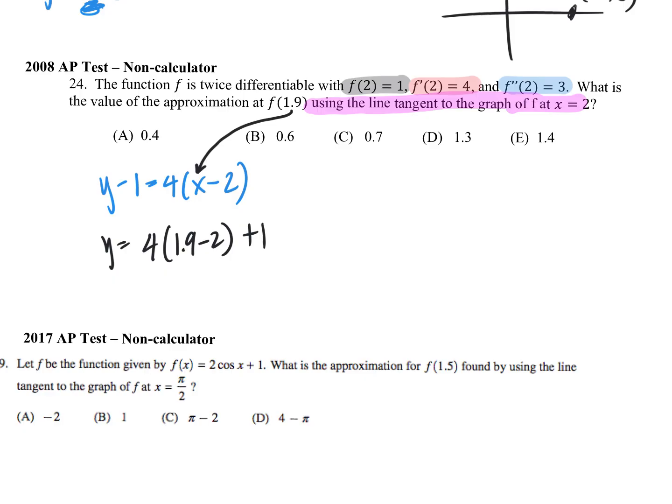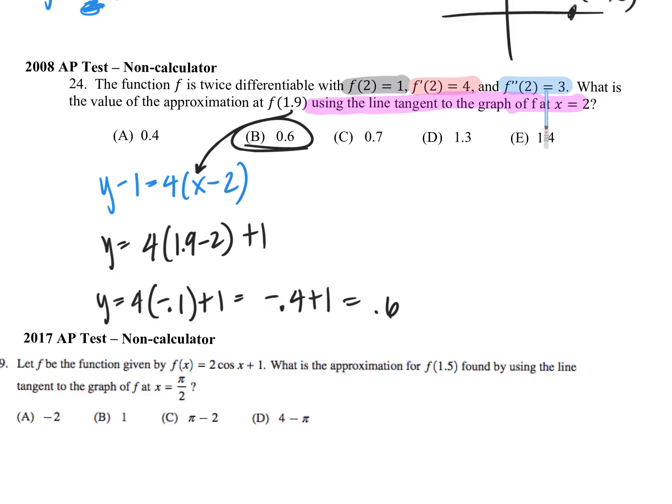What's 1.9 minus 2? Negative 0.1. Negative 0.1 times 4 is negative 0.4, plus 1. Oh, yeah, I was going to say 3.6. Whoa. Did y'all get 0.6?